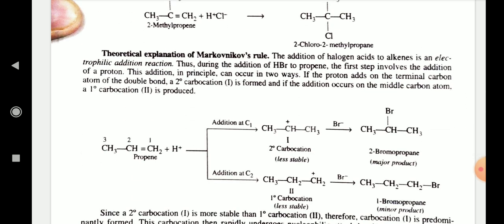Theoretical explanation of Markovnikov's rule: the addition of halogen acids to alkene is an electrophilic addition reaction. Thus, during the addition of HBr to propene, the first step involves the addition of a proton. This addition in principle can occur in two ways. If the proton adds to the terminal carbon atom of the double bond, a secondary carbocation is formed, and if the addition occurs on the middle carbon atom, a primary carbocation is produced.